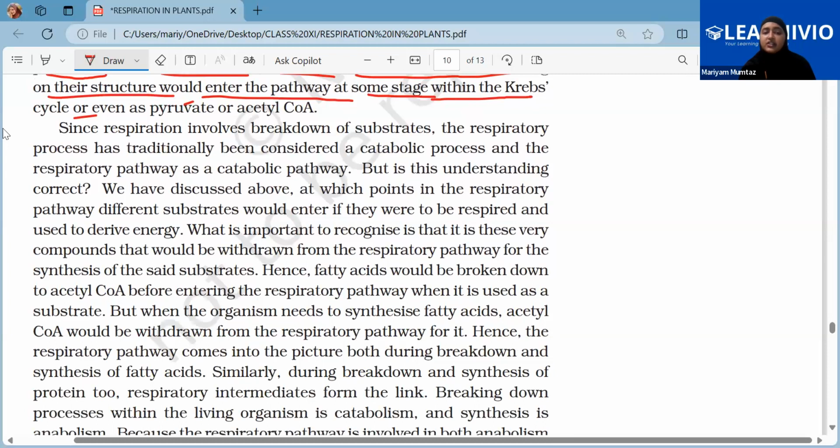Now, since respiration involves the breakdown of substrate, the respiratory process has traditionally been considered as a catabolic process and the respiratory pathway as a catabolic pathway, because breakdown of substrates is happening and release of energy is happening. But is this understanding correct? Because we have seen there are many molecules that are synthesized as well, right? So we cannot call it purely catabolic. So ultimately we'll call it amphibolic.